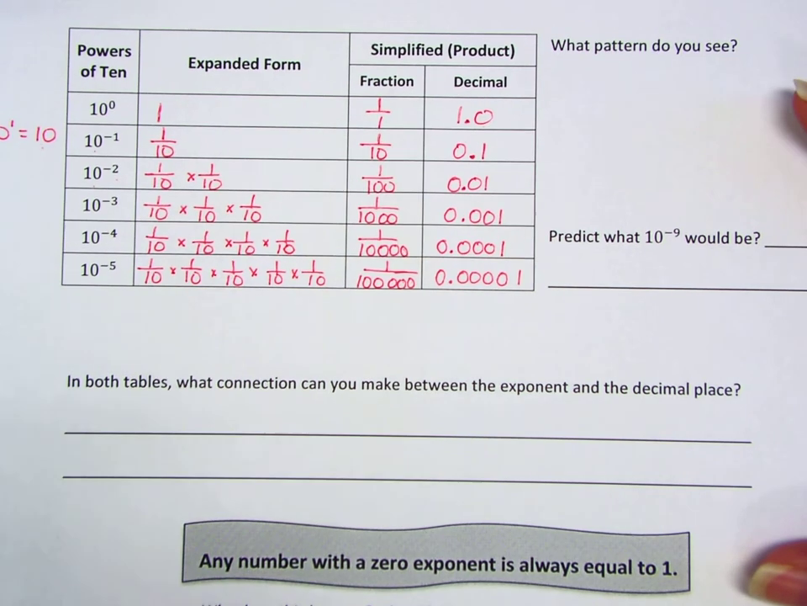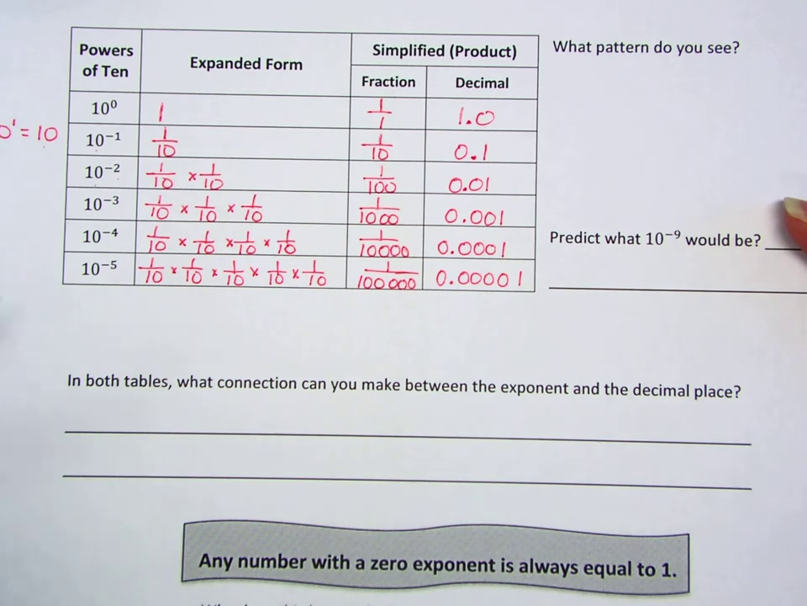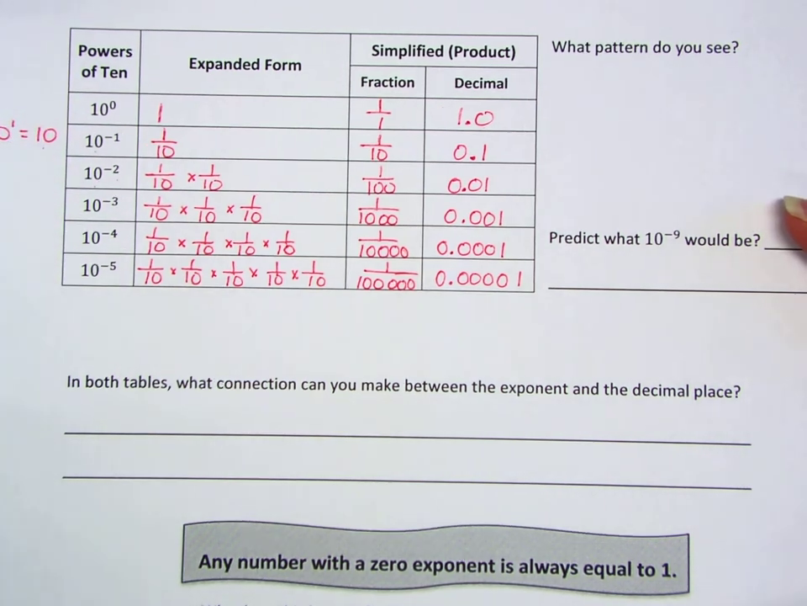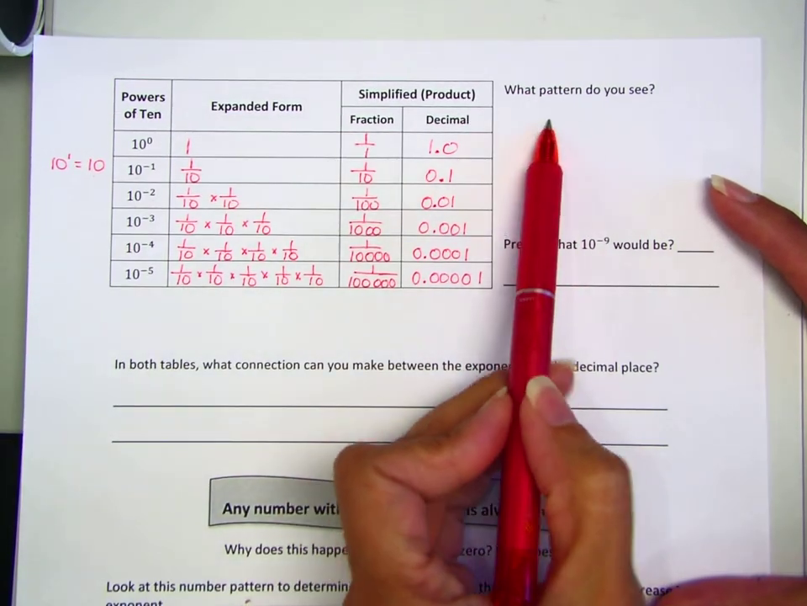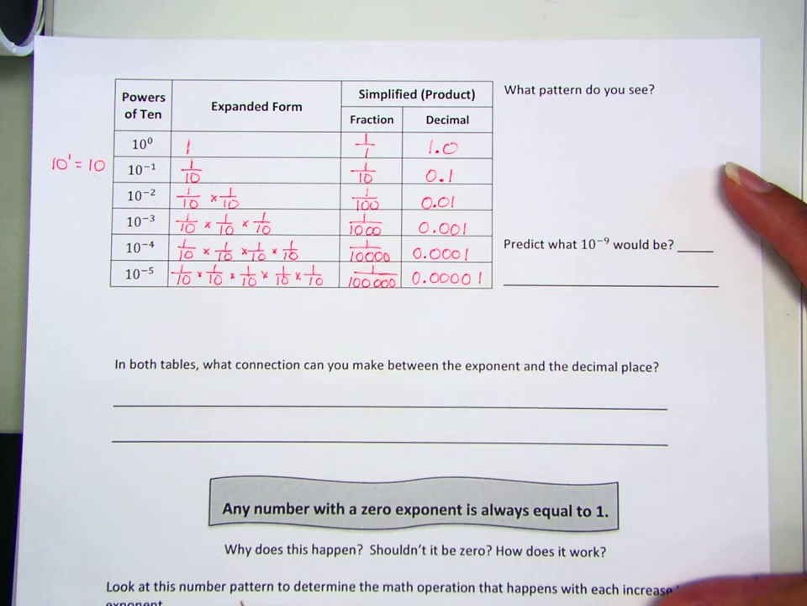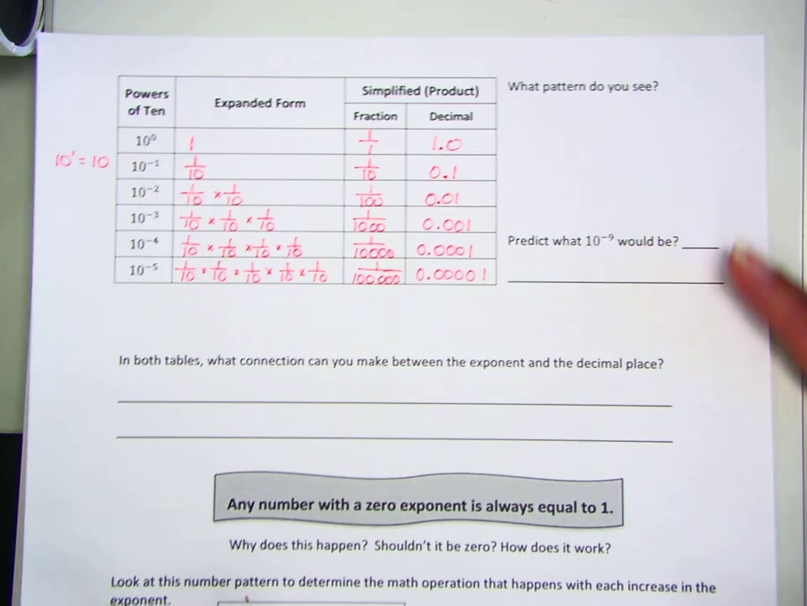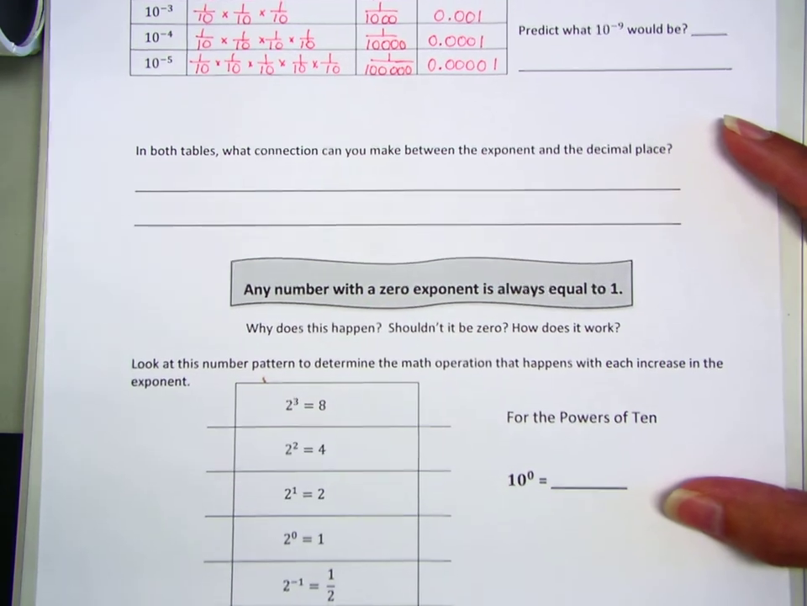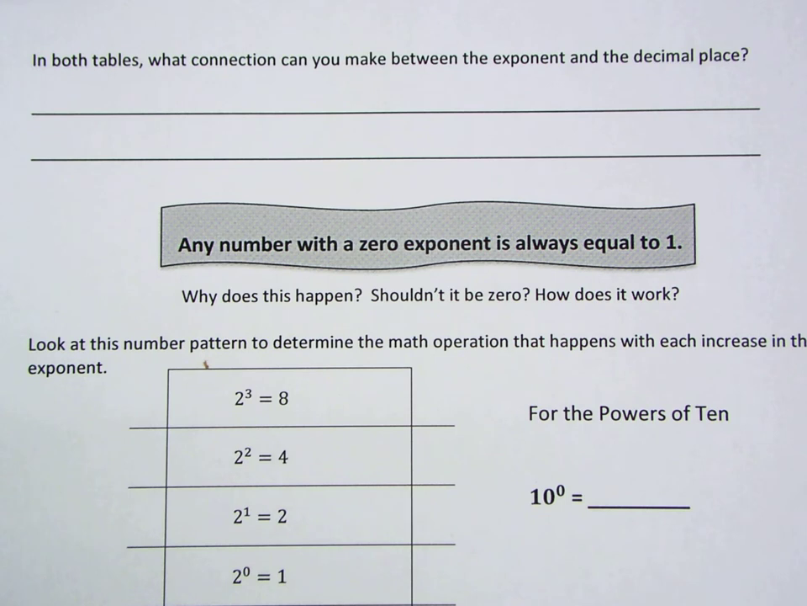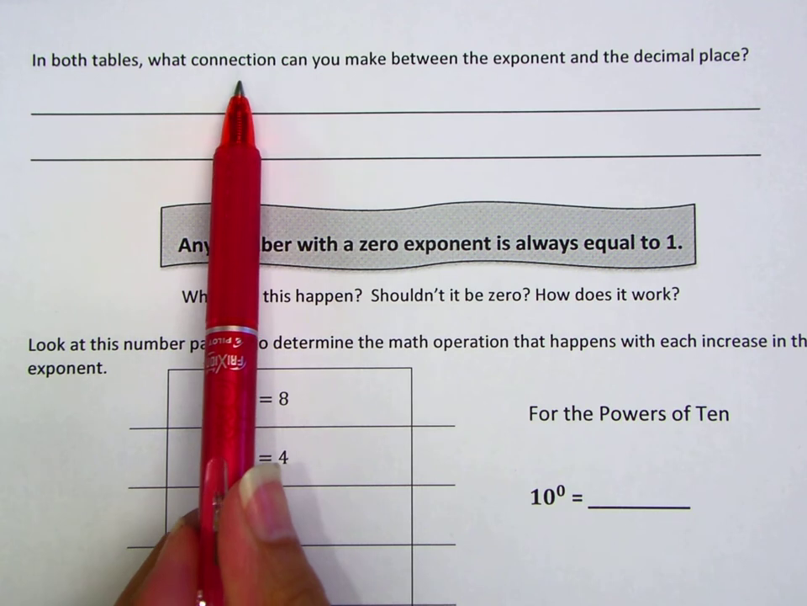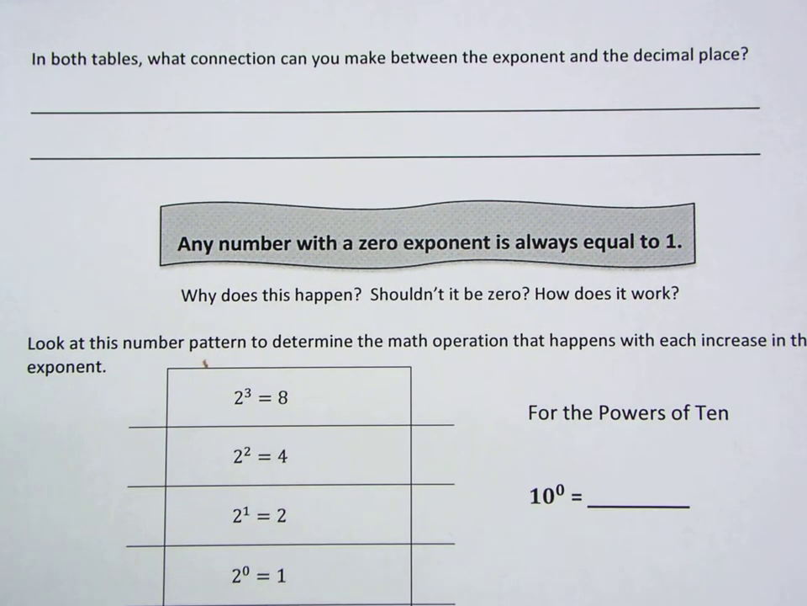Okay? So again, like we did with the powers of 10 for the positive exponents, for the powers of 10 with the negative exponents, for class, I would like you to bring the answers to these questions. What patterns do you see? And there can be more than one pattern. And predict what you think 10 to the negative 9th power would look like. Then I want you to think about this question and bring your answer to class. In both tables, the ones with the positive exponents and the negative exponents, what connections can you make between the exponents and the decimal place?